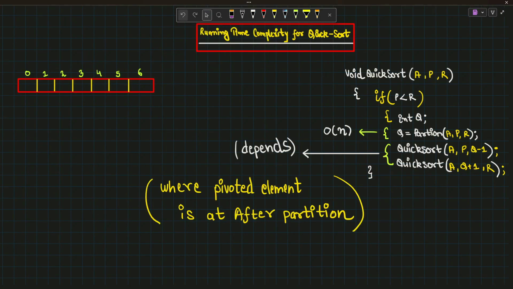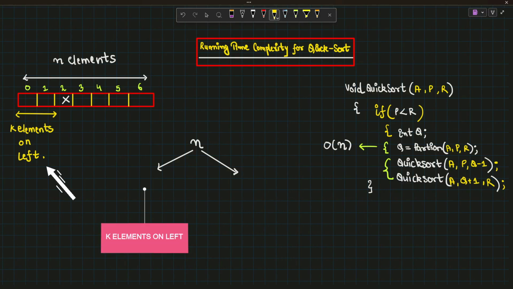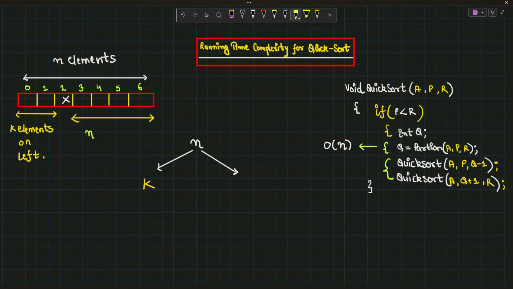Now the complexity for quicksort for the right part and left part of the array will depend on how the elements are divided after the partition algorithm. Let's take a scenario in which the pivoted element comes to its correct position at index 2 in this case. On the right part of the pivoted element there will be n, which is the total elements, minus the elements on the left of the pivoted element, which is k here, minus 1 element, which is the pivoted element itself. Total elements present on the right part comes out as n minus k minus 1.